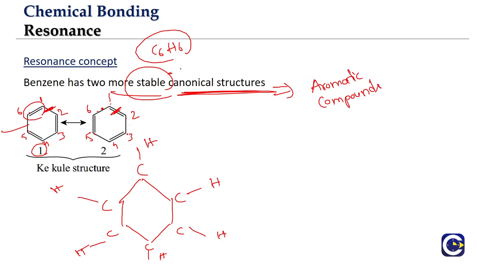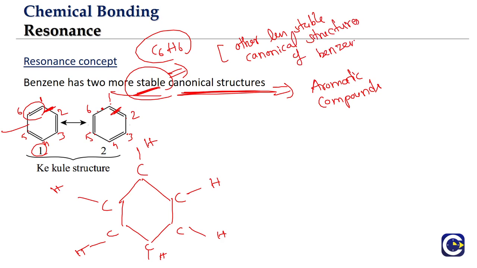And remember this, we will discuss it again. What are we saying? These 2 are more stable canonical structures of benzene, which means there are other less stable canonical structures of benzene also. We'll talk about it in a little while. We'll look at what those less stable structures are. But these 2 canonical structures, we'll call them the Kekulé structures.